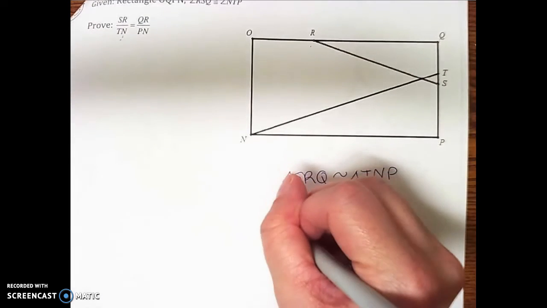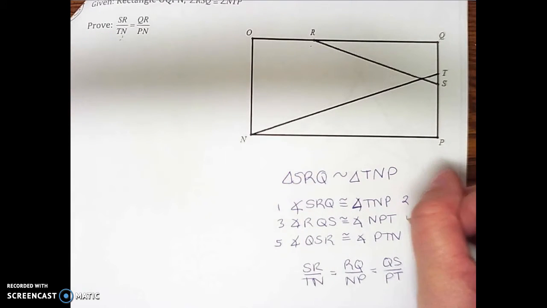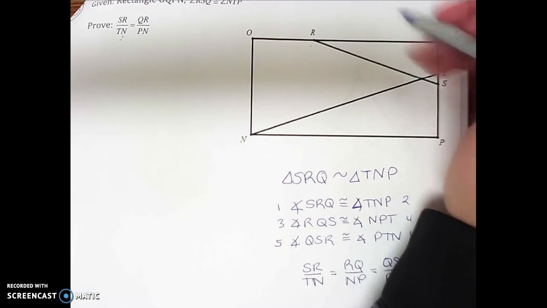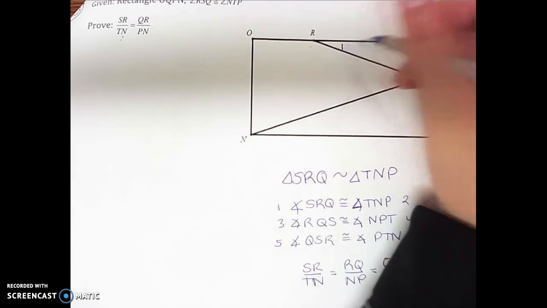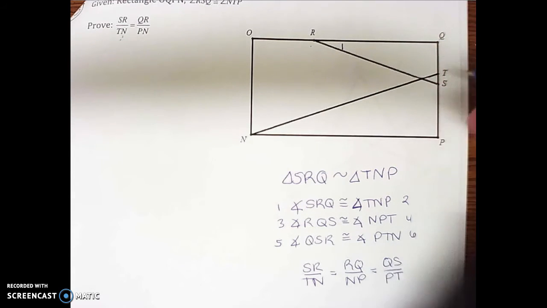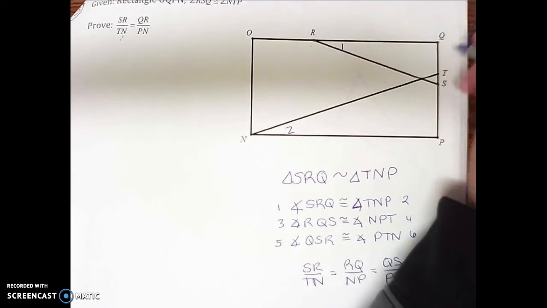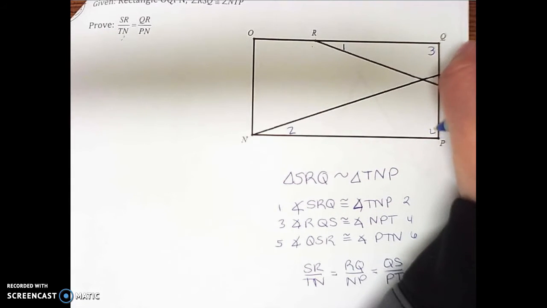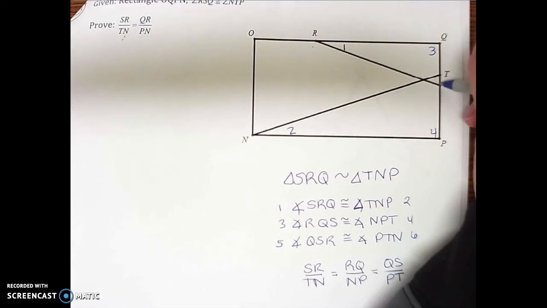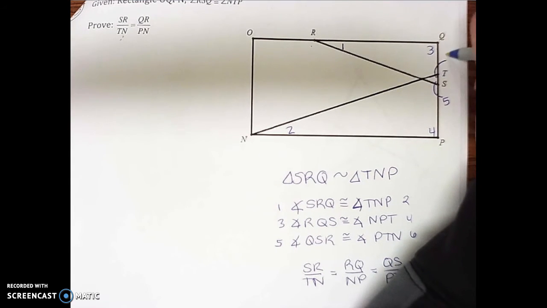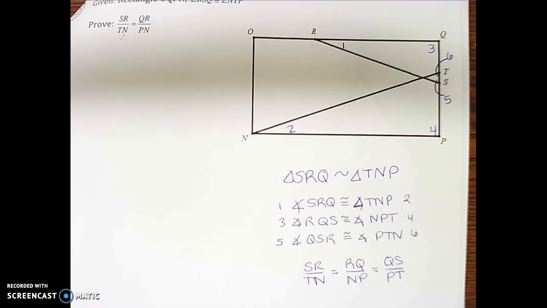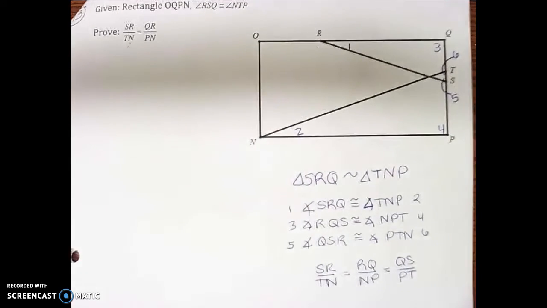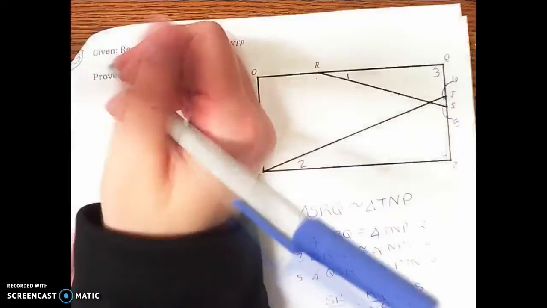Okay, I'm going to number my angles, label them in my diagram. And then here we have to just be careful. This angle is 5, this angle is 6. It's a little bit small. Okay, so I'm going to start my proof.